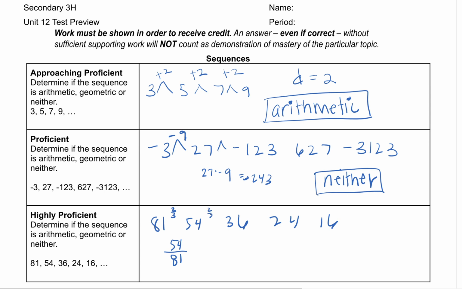Let's try and see if that works again. So 54 times 2/3, and we get 36, and we times by 2/3 again, and we get 24, and that works for all of those. So I'm multiplying by 2/3. That makes this geometric. Okay, that's the first section of the test.